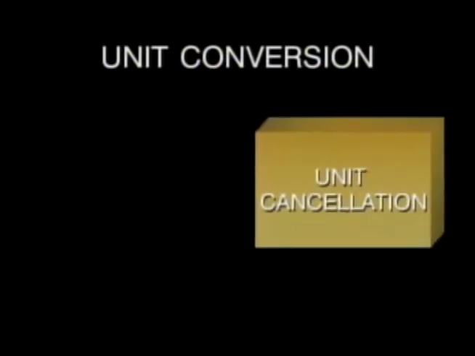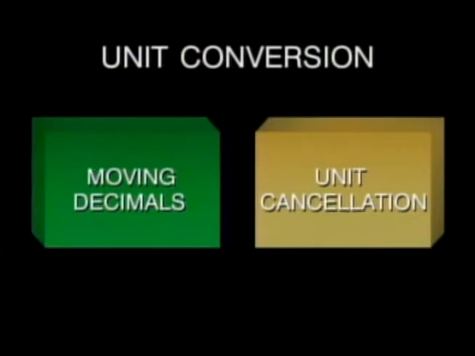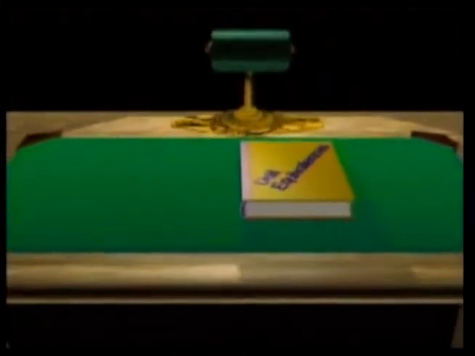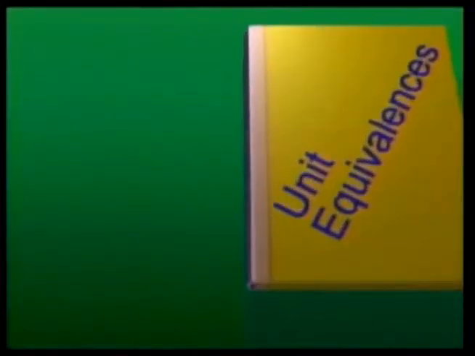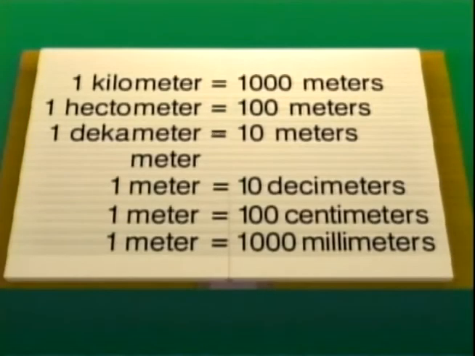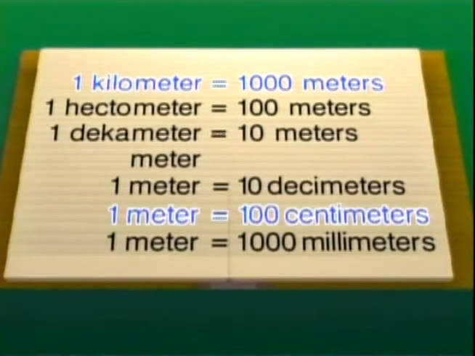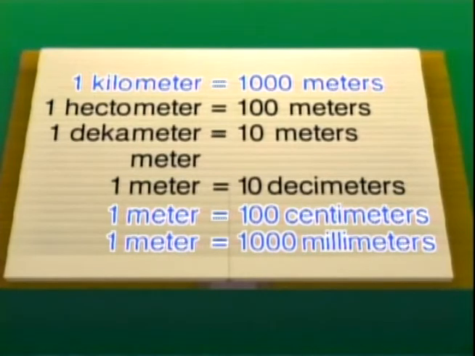In an earlier lesson, we used two methods to convert from one metric unit to another. We converted by using unit cancellation and by moving decimals. To convert with unit cancellation, we had to work with metric unit equivalences. In this lesson, we'll only use the equivalences that contain the common metric units for length. 1 kilometer equals 1,000 meters. 1 meter equals 100 centimeters. And 1 meter equals 1,000 millimeters. We can use these equivalences to solve metric conversion problems.